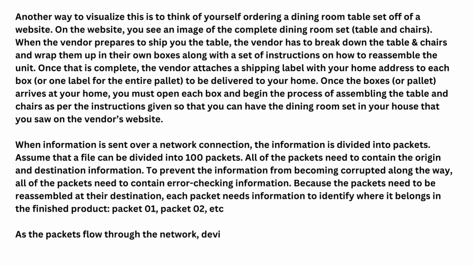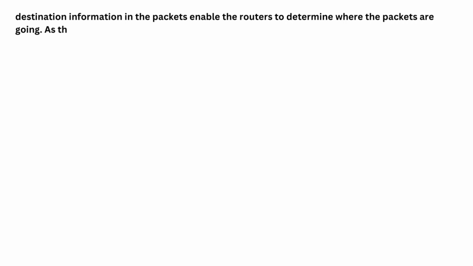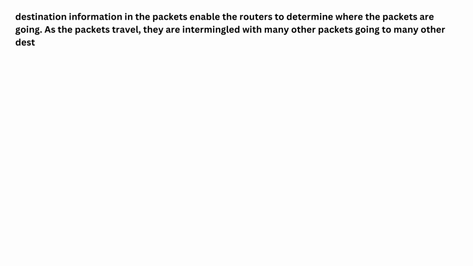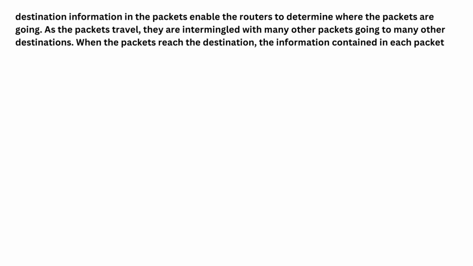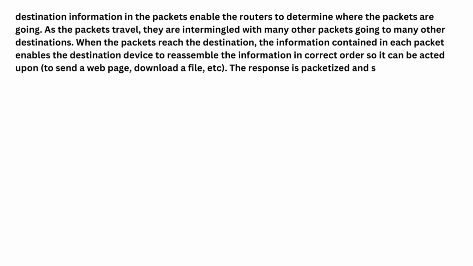As the packets flow through the network, devices known as routers determine which packets stay in the network, which ones are routed to their destination, and the best route to follow. The destination information in the packets enables the routers to determine where the packets are going. As the packets travel, they are intermingled with many other packets going to many other destinations. When the packets reach the destination, the information contained in each packet enables the destination device to reassemble the information in correct order so it can be acted upon, to send a web page, download a file, etc. The response is packetized and sent back to the requesting device in a similar fashion.